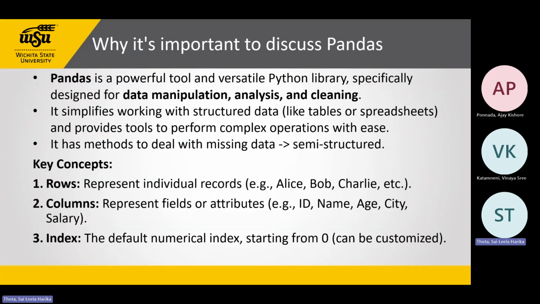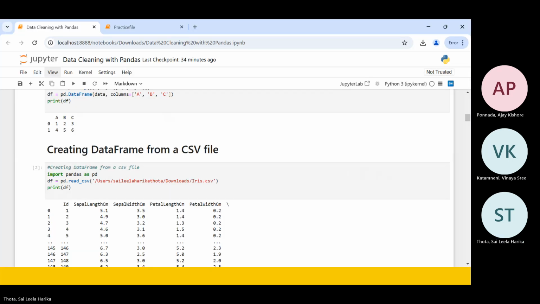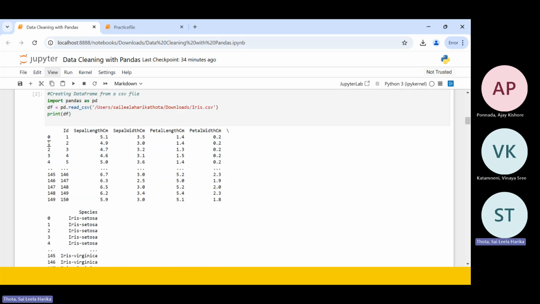Next, rows, columns, and index. Here, if you observe 0, 1, 2, 3, 4, these are the indexes, these are the rows, and these are the columns. Don't get confused. In midterms, everyone gets confused about the indexes. They don't know where the index starts. So always remember the index will start at 0.